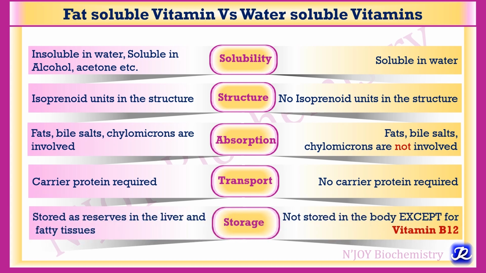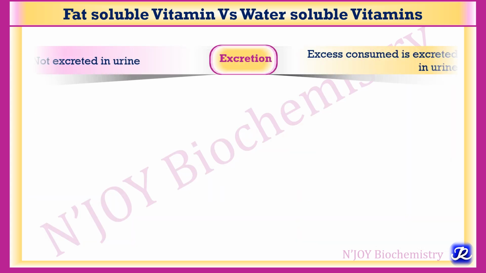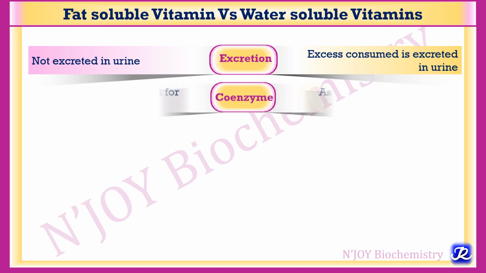Now how are they stored? The fat soluble vitamins are stored as reserve in the liver and fatty tissues, while the water soluble vitamins are not stored in the body except for vitamin B12. Vitamin B12 is the only water soluble vitamin which is stored. Based on excretion, fat soluble vitamins are not excreted in the urine, while water soluble vitamins, if consumed in excess quantity, are excreted in the urine.